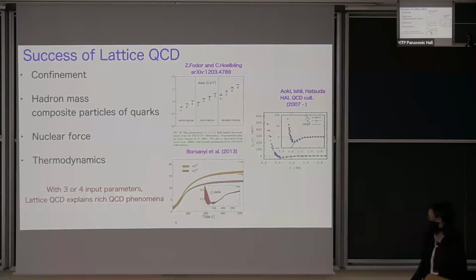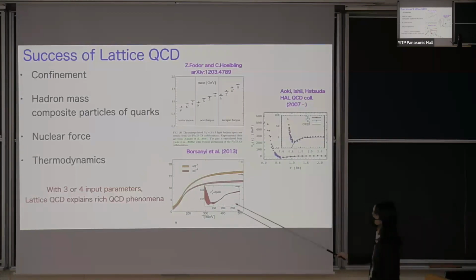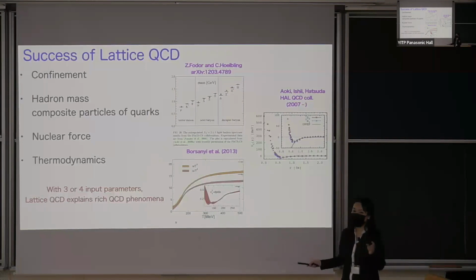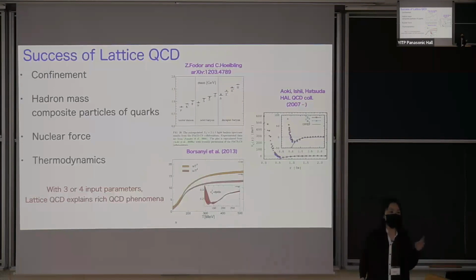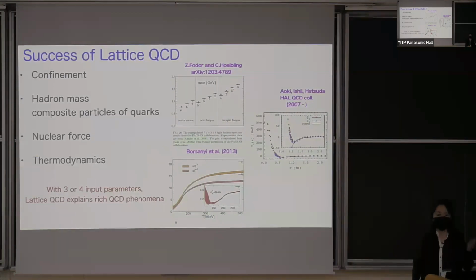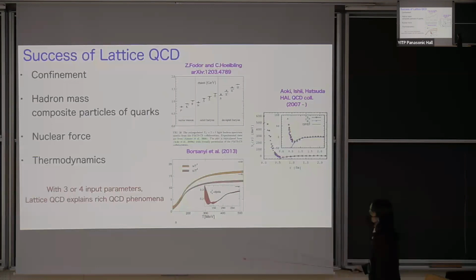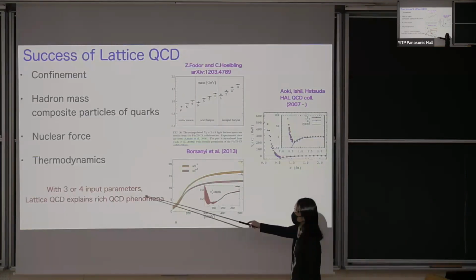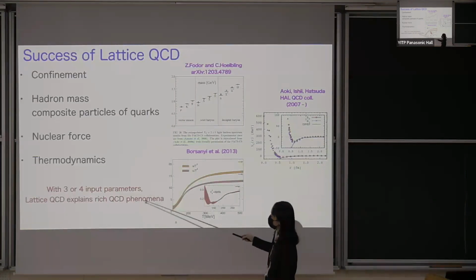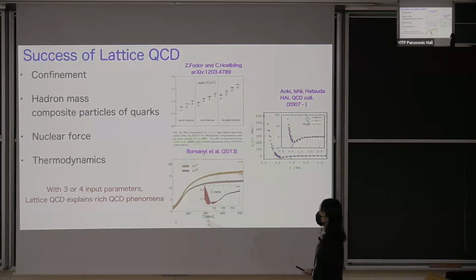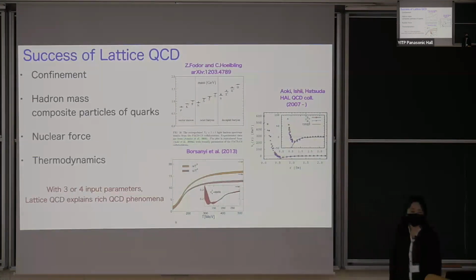And surprisingly, QCD has 3 or 4 input parameters. So QCD has a gauge coupling constant, the up-down quark mass, and the strange quark mass. That is all we can choose as parameters. But within the few input parameters, lattice QCD explains the rich QCD non-perturbative phenomena. This is great.